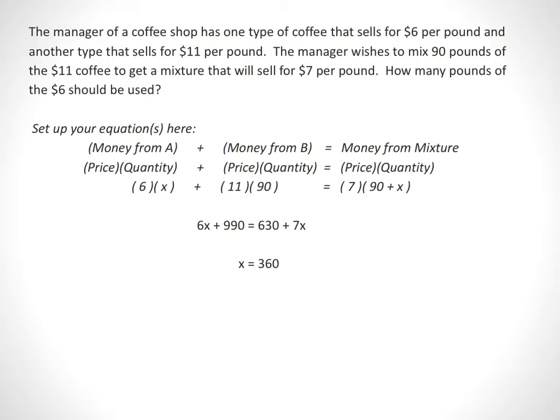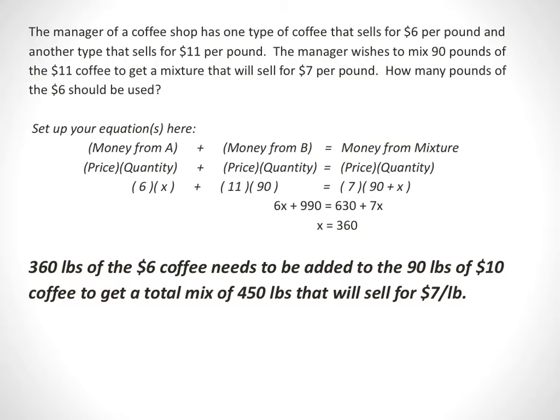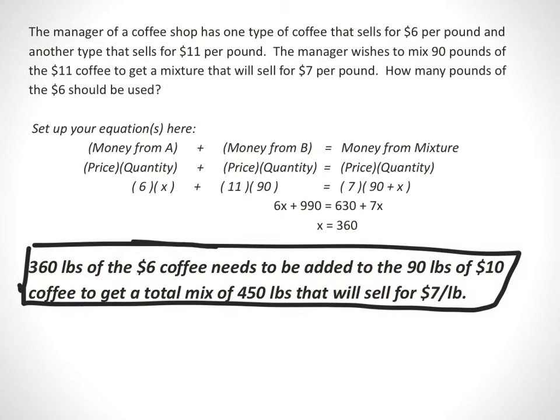And so when you're all done, here it is typed out so you can see it a little better. When you're all done, 360 pounds of the $6 coffee needs to be added to the 90 pounds of $11 coffee, typo, $11 coffee, to get a total mix of 450 pounds that will sell for $7. So you always need to have a sentence answer for these.